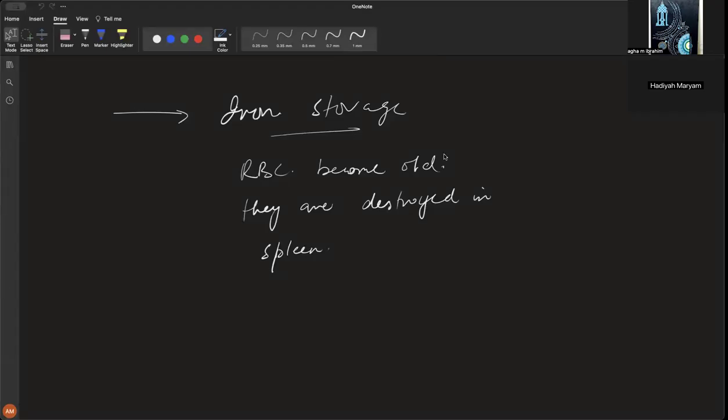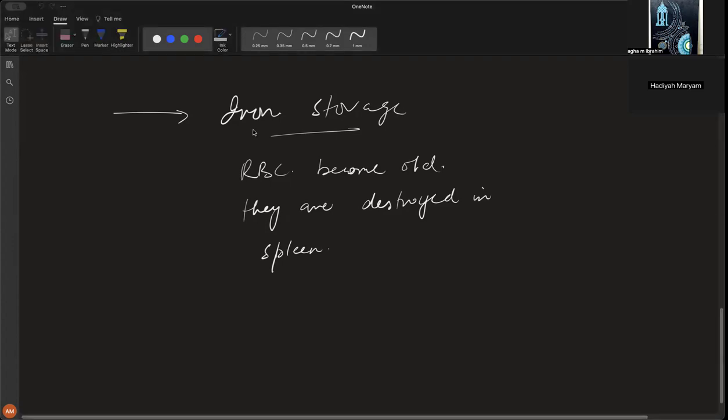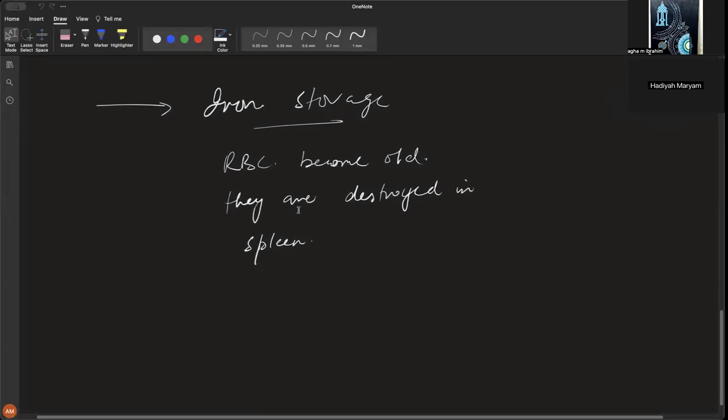So we're going to be progressing from the last video, and we stopped at iron storage, right? Iron storage. When we talk about iron storage, there are certain things that we need to know about how the liver is involved in storing iron.